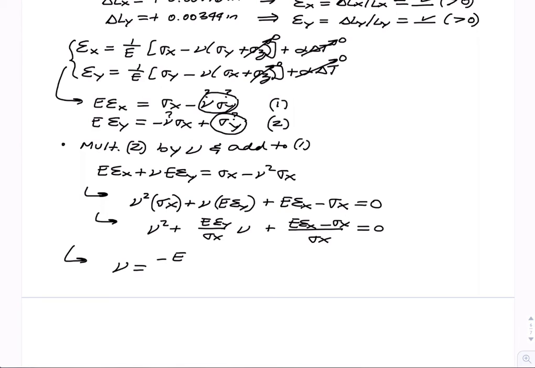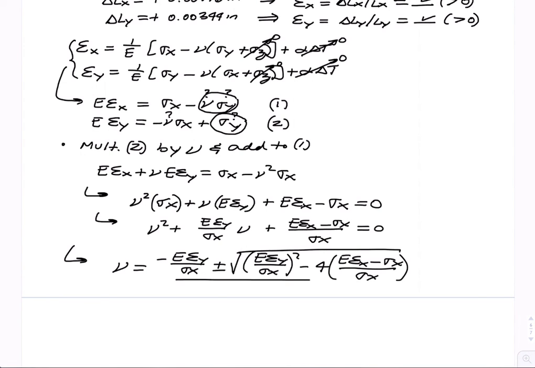So that's minus E epsilon y over sigma x, both of which we know, plus or minus the square root of E epsilon y over sigma x squared minus 4 times E epsilon x minus sigma x over sigma x, all divided by 2. Again, we have two roots. In the end, we'll find one root is positive and one is negative, so we will keep the positive root.